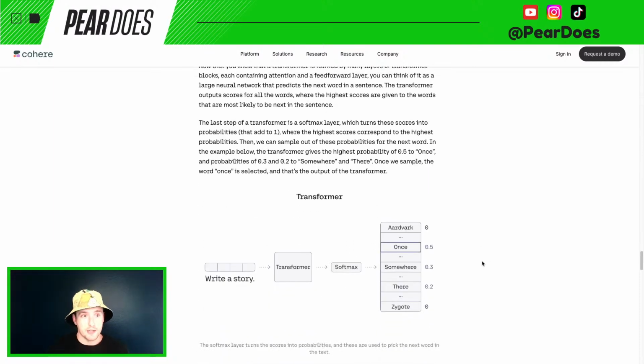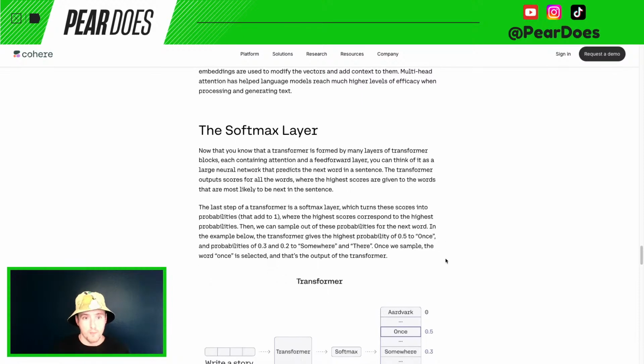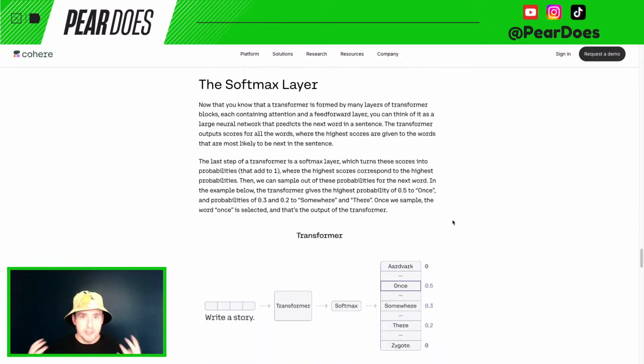The softmax layer. This is the last step. Now that we know how transformers are made and that they're formed by many layers of transformer blocks, again, this is the hardest part I think about AI and transformer models, is that all of these parts are built off of smaller parts before it. So they're almost self-perpetuating, right? They need to know how each word fits into a sentence, but to understand that, they need to know all the sentences, and it's just kind of this perpetual loop of what goes where.